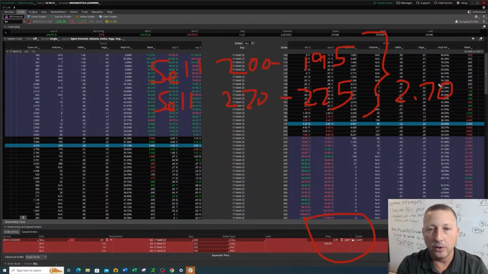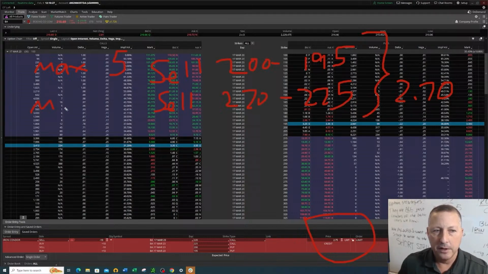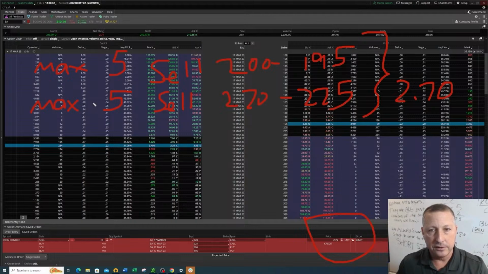In this iron condor right here, these are all the same expiration. We're looking at March expiration here. So these are vertical spreads. In any vertical spread, the maximum value is the difference between the strikes. So the maximum value of this put spread is $5. The maximum value of this call spread is $5.